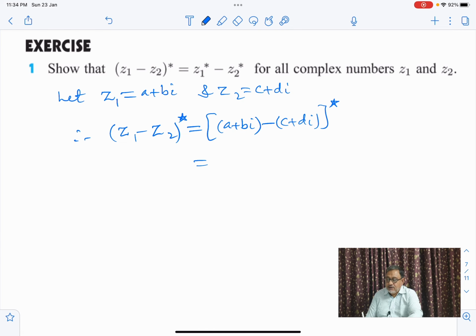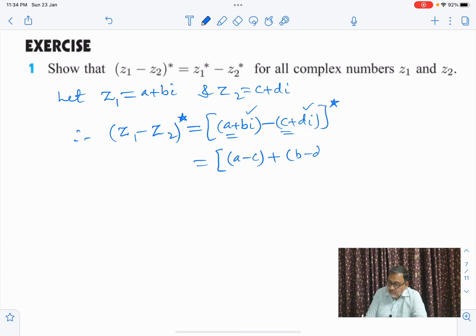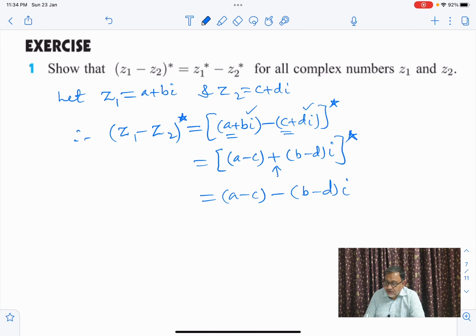First I will simplify inside the bracket. So real part and real part I can write together, so a minus c, plus (b minus d) with i, and the bracket conjugate. Now I will apply the conjugate. So therefore there is plus between the real part and the imaginary part, so it will become minus according to the conjugate rule. So (a minus c) minus (b minus d)i. Now this we can simplify further. So we will write a with minus bi. So a minus bi, and then minus will be common from this.